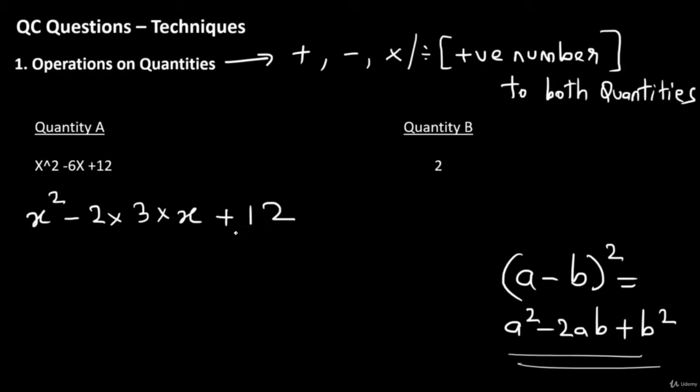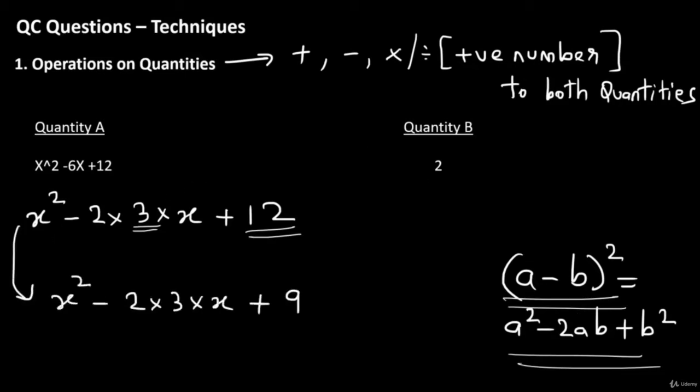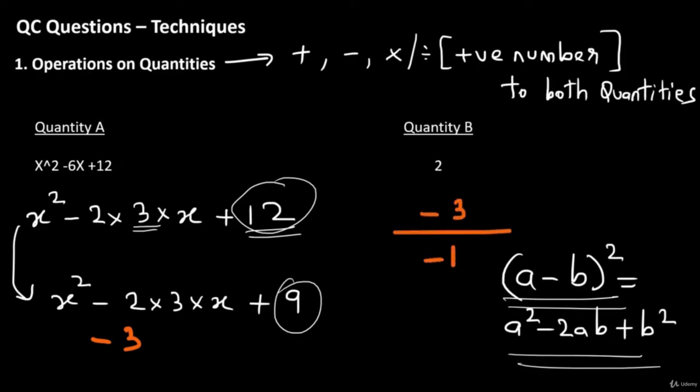Now if I can change this 12 to 3 square, then I could convert it into this form, right? So let's do that over here. I'm converting this to x square minus 2 into 3 into x plus 9. So I'm changing 12 to 9, right? For this I have to subtract quantity A by 3, right? Now let me do the same thing to quantity B also. So 2 minus 3 gives me minus 1 in quantity B.